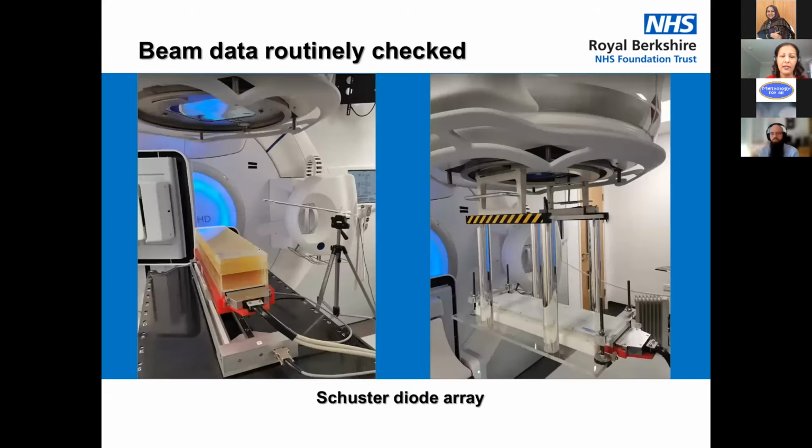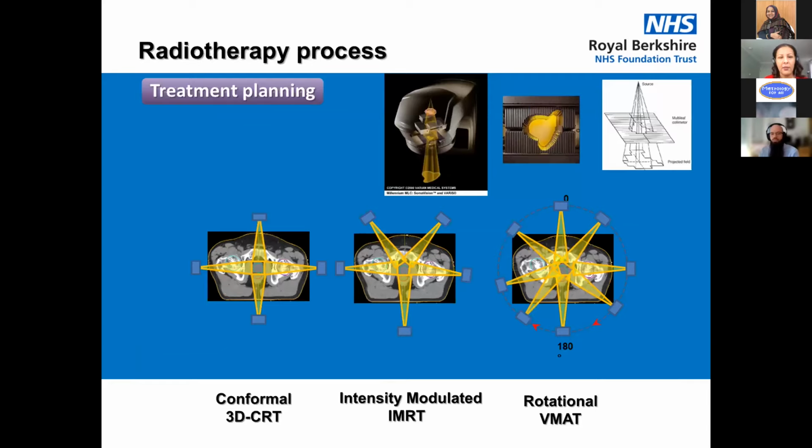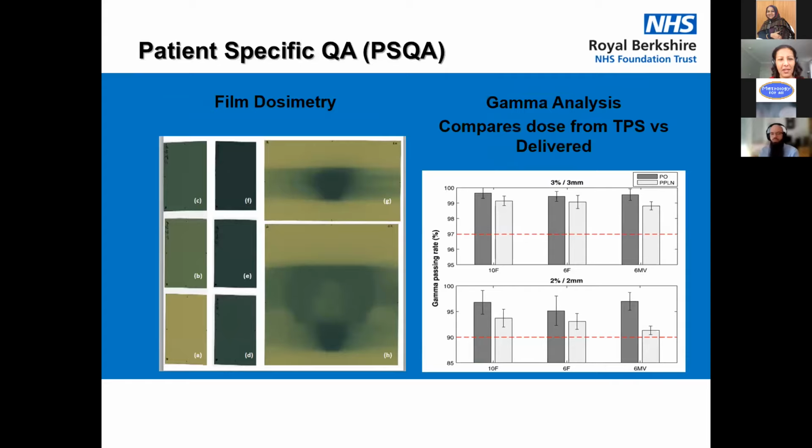This is done at commissioning and also after major repairs, but we also routinely check the beam data using surrogate devices like the Schuster diode array that you see in this picture. We are then ready to plan our treatment. The treatment is planned and you think that we can treat now, but no, we have another step that we do before then, and that's patient-specific QA.